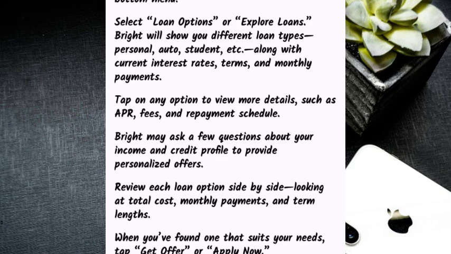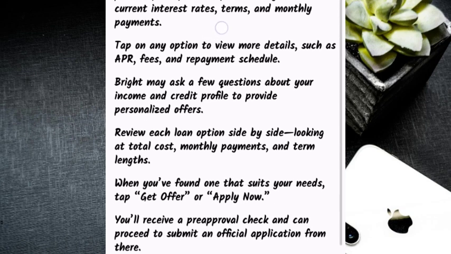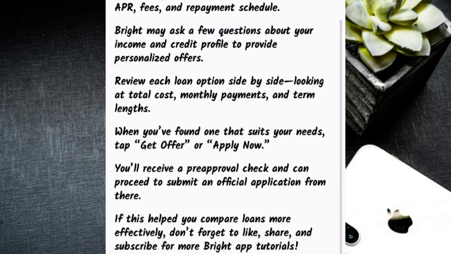Review each loan option side by side, looking at the total cost, the monthly repayments, and the term's length. When you found the one that suits your needs, tap Get Offer or Apply Now. You're going to receive a pre-approval check and you can proceed to submit an official application form there.